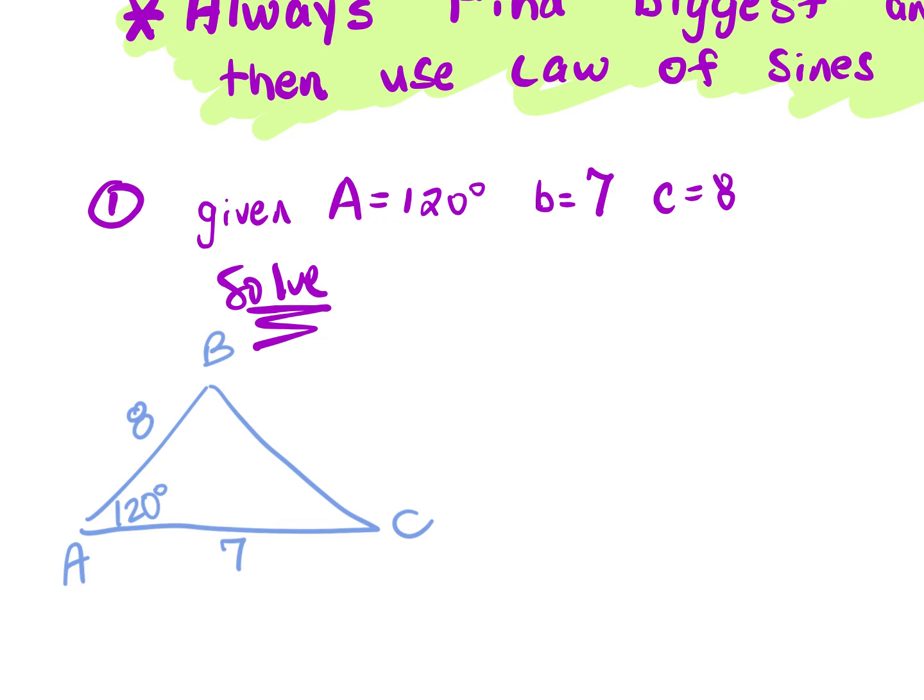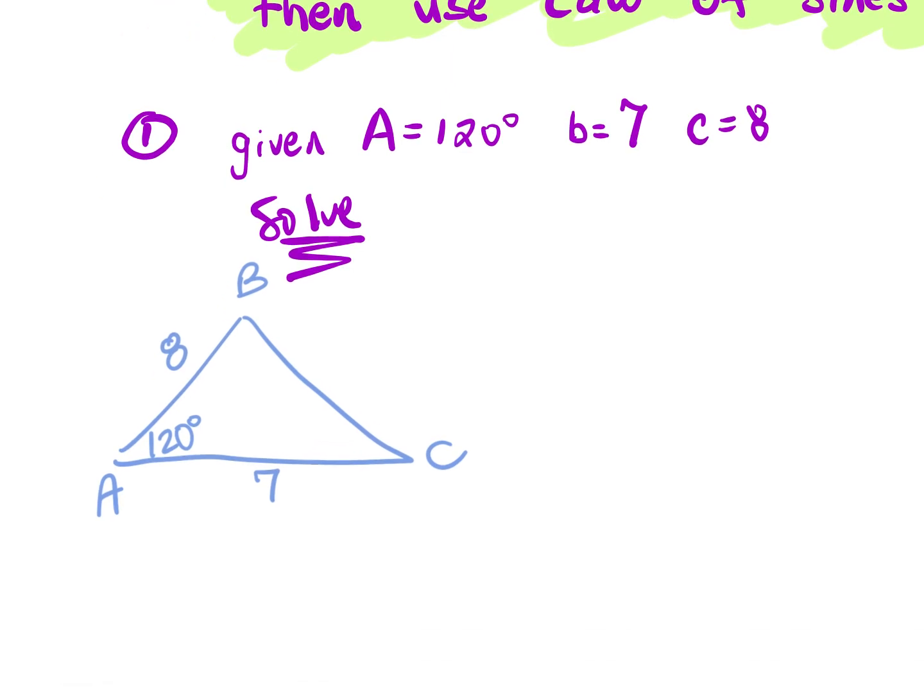So identify, guys, you're solving this triangle. What are the three pieces? They gave us 3 pieces of information. We need to find 3. What are we looking for? We're looking for side A. We're looking for angle B, and we're looking for angle C. All right, so I need side A, I need angle B, and I need angle C.